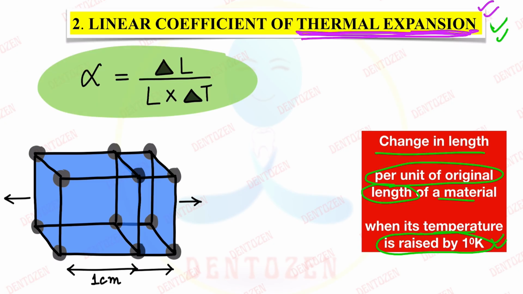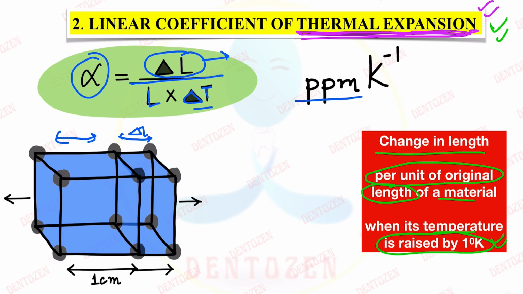This is given by the formula where alpha is the coefficient of thermal expansion, delta L is the change in the length, divided by L, the original length, and delta T, that is the change in temperature. So that is the coefficient of thermal expansion. It is given in units of ppm per degree Kelvin.